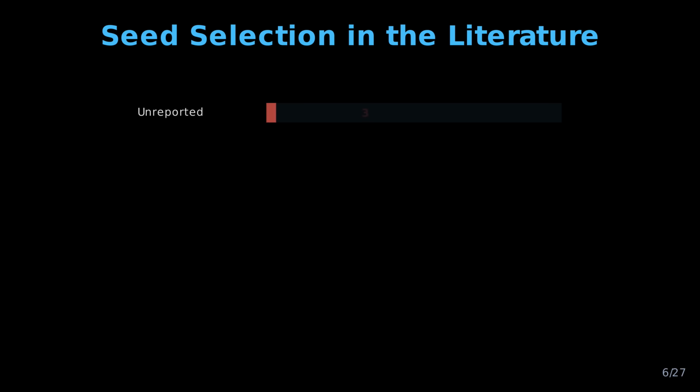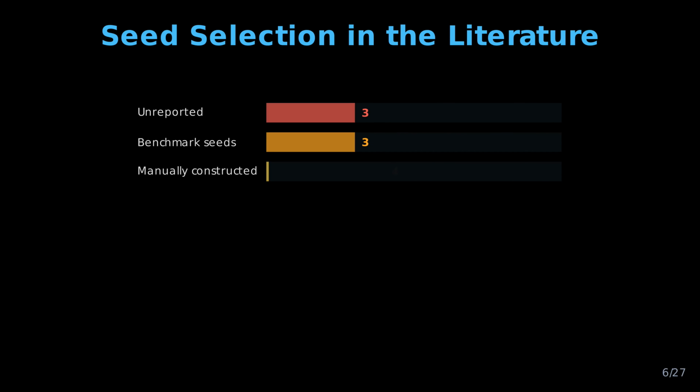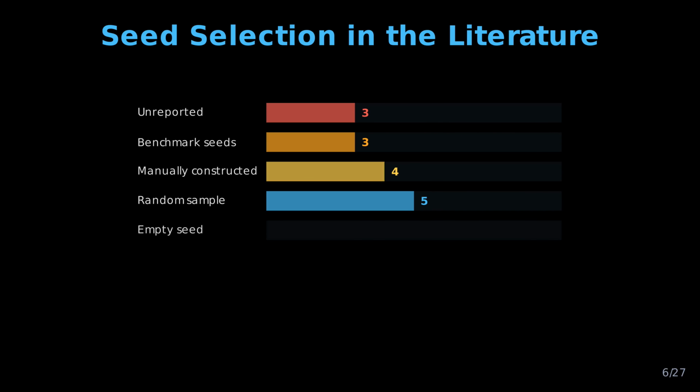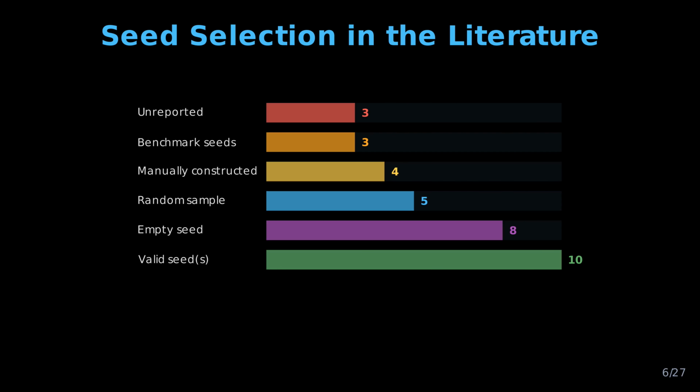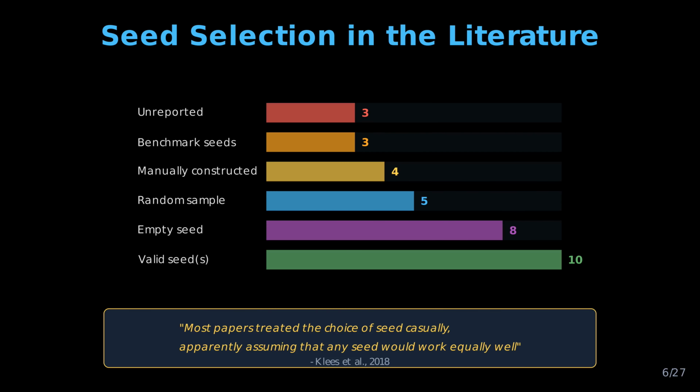The authors conducted a thorough survey of 28 fuzzing papers published between 2018 and 2021, extending early survey work by Klees et al. What they found is striking. Seed selection practices vary widely across the literature. 8 papers used empty seeds, 9 used valid seeds with known provenance, 7 relied on benchmark-provided seeds, and 5 randomly sampled from larger collections. Then 4 manually constructed seeds, and 3 didn't even mention their seeds at all.